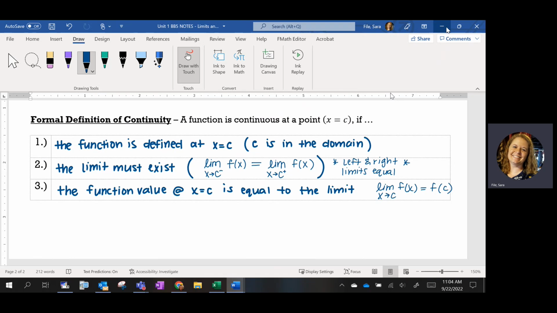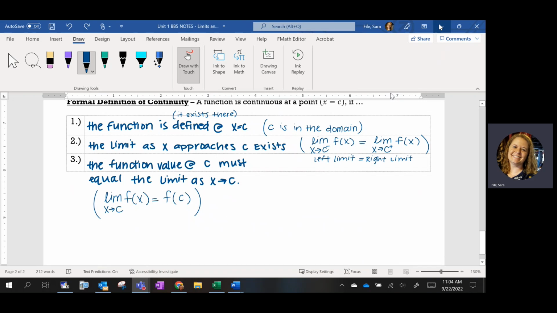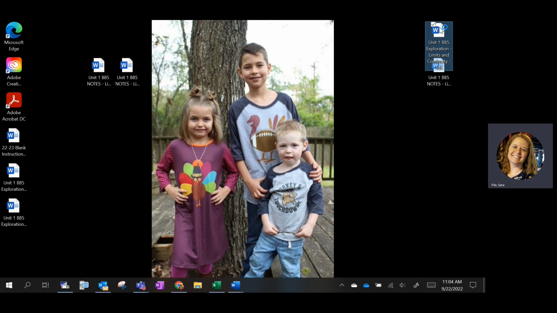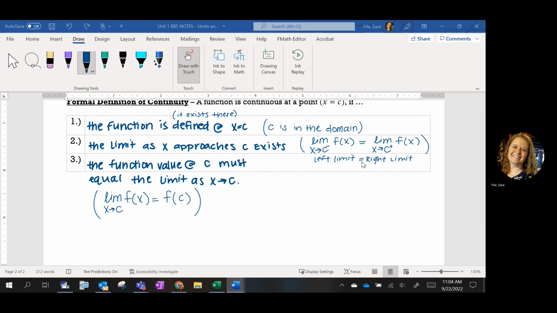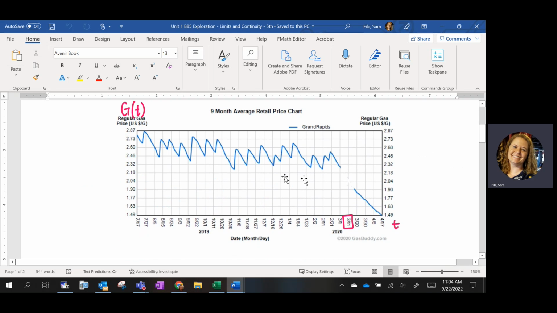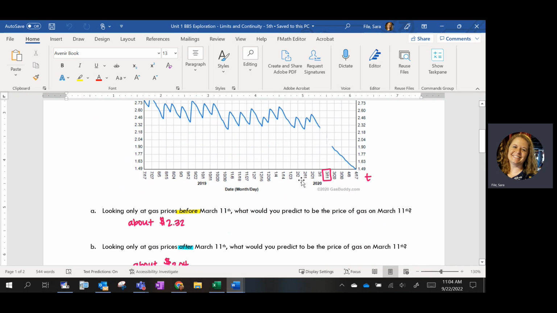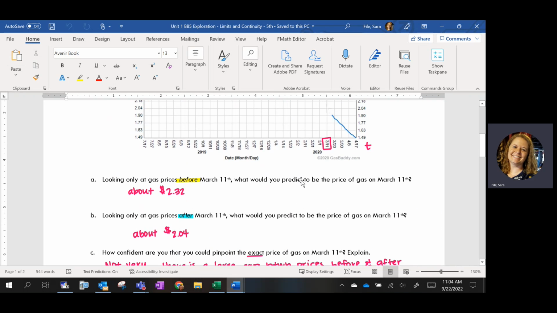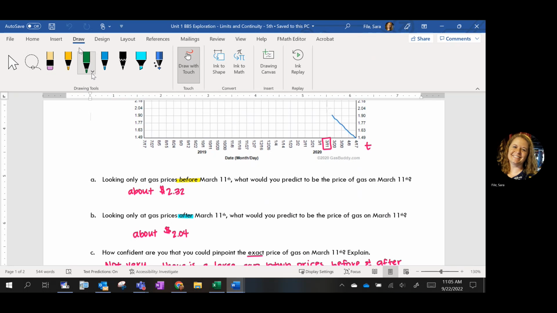Okay, so now I want us to go back. Now with this knowledge from those notes, I want us to go back to that exploration page where we were talking about the gas prices. We were trying to make predictions using the graph, and then we tried to make predictions using the table, okay? But I'm now going to add limit notation to these. So you can see.